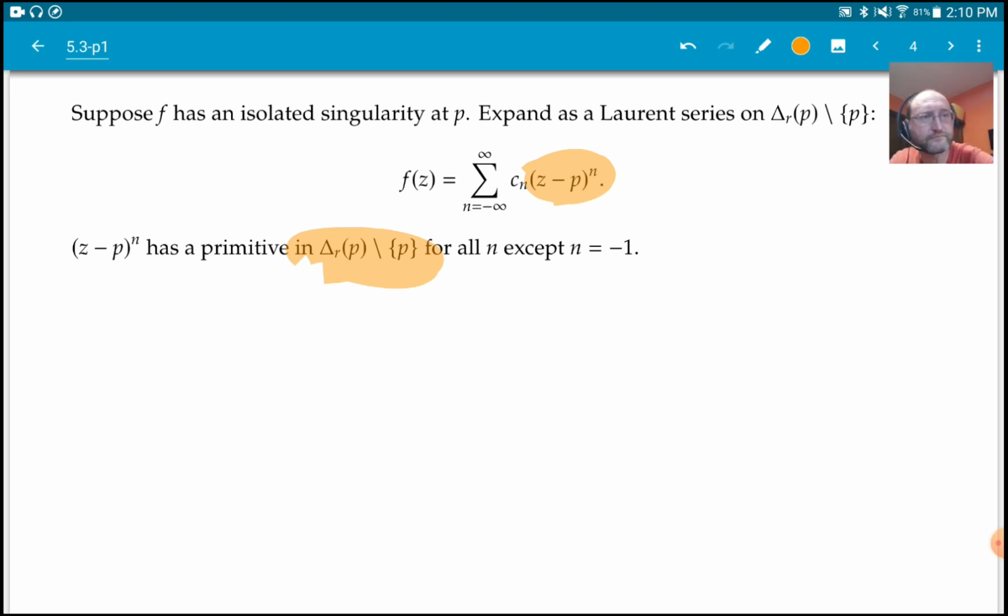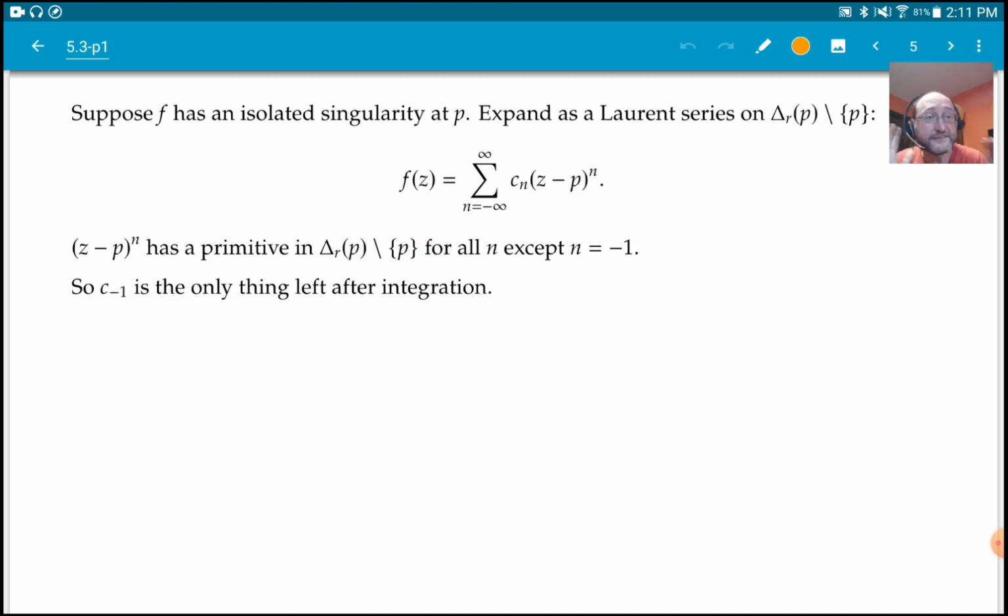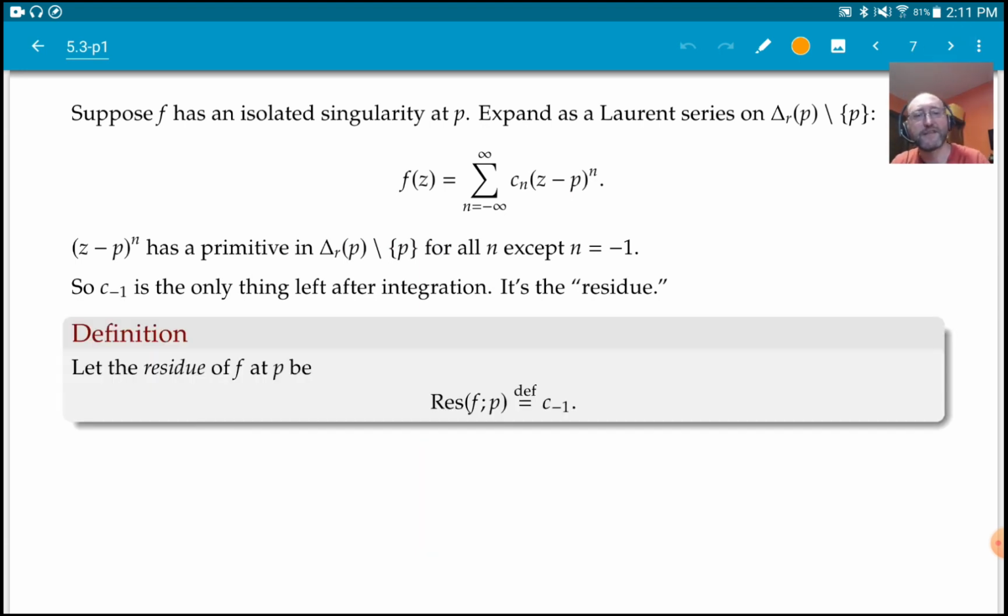c sub minus 1. So that's the only thing left after integration. So we'll call it the residue. It's what's left over, and so we'll give it a name. We'll come up with this notation, res of f at p. It's the residue of f at p, and it's just the c sub minus 1, the minus first coefficient in the Laurent series. So it's just that guy. That's what we mean by the residue.